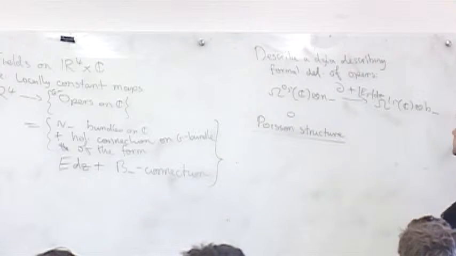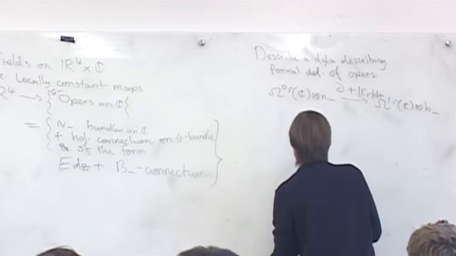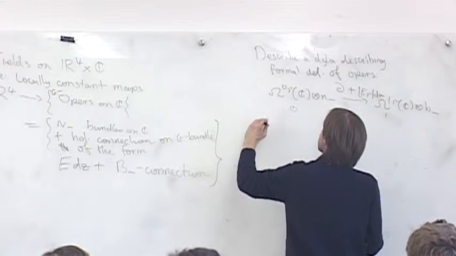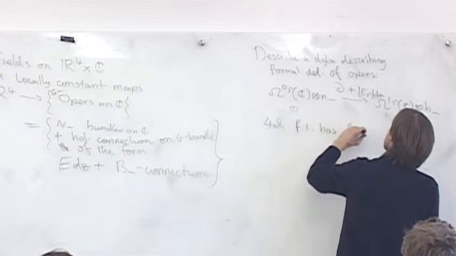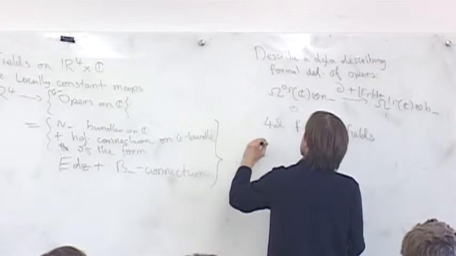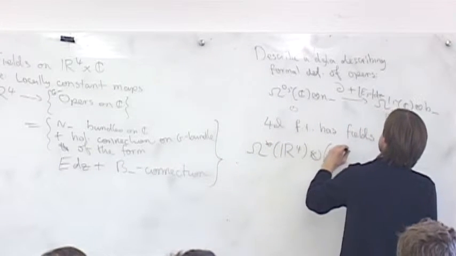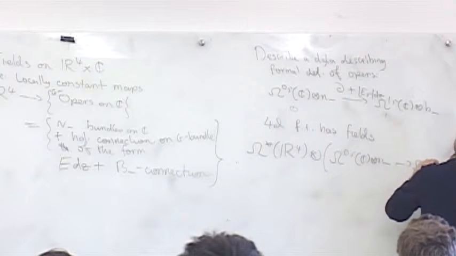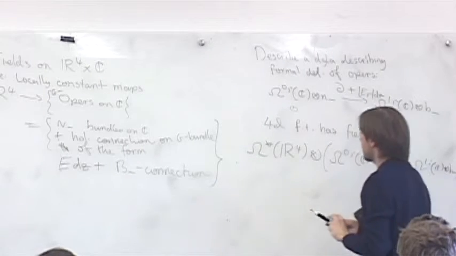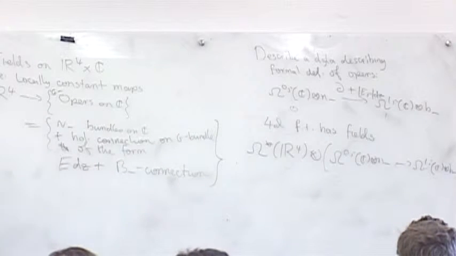Actually, maybe just for a second: with the 4D field theory, as fields we have Omega^* of R^4 tensored with this thing, because it's locally constant maps from this to this. I'm used to spaces of bundles and connections always having some gauge symmetries too.